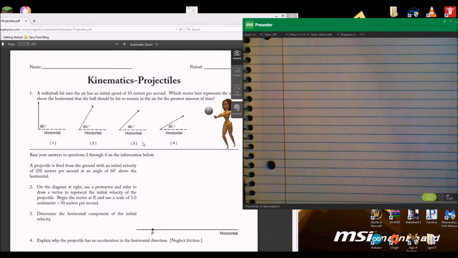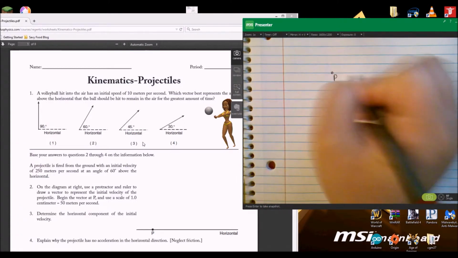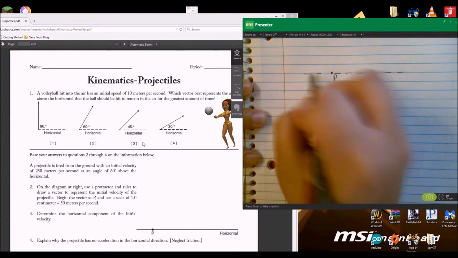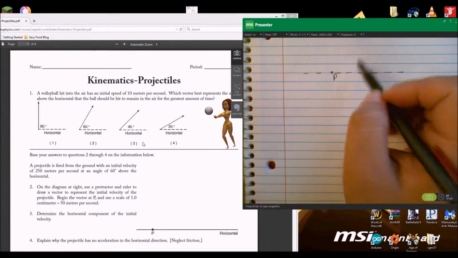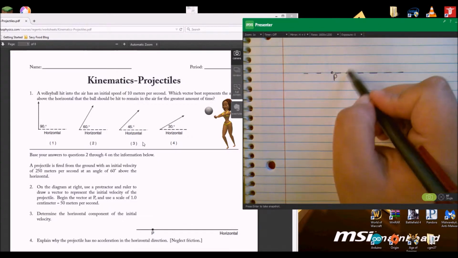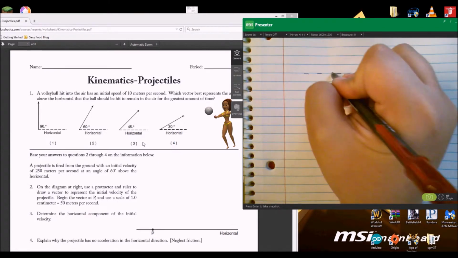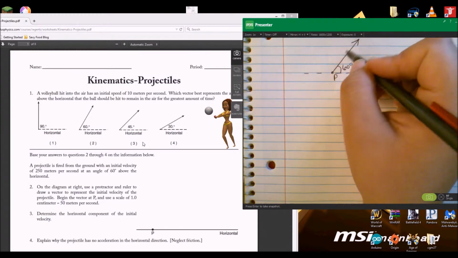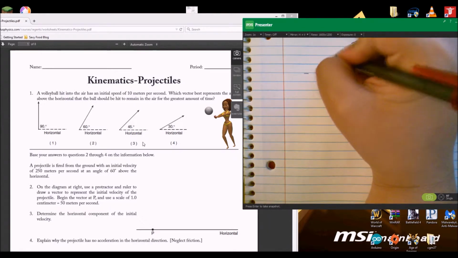Question number two, we pretty much have a diagram. This is P, the initial location of where we're starting, and then we have our horizontal. It asks you to draw the direction of the vector for the projectile that has a 250 meter per second velocity at an angle of 60 degrees from the horizontal. So you should have a protractor, measure out 60 degrees, should be about in this direction. So this is 60 degrees. The length for every 1 centimeter is 50 meters per second, so this should be 5 centimeters.